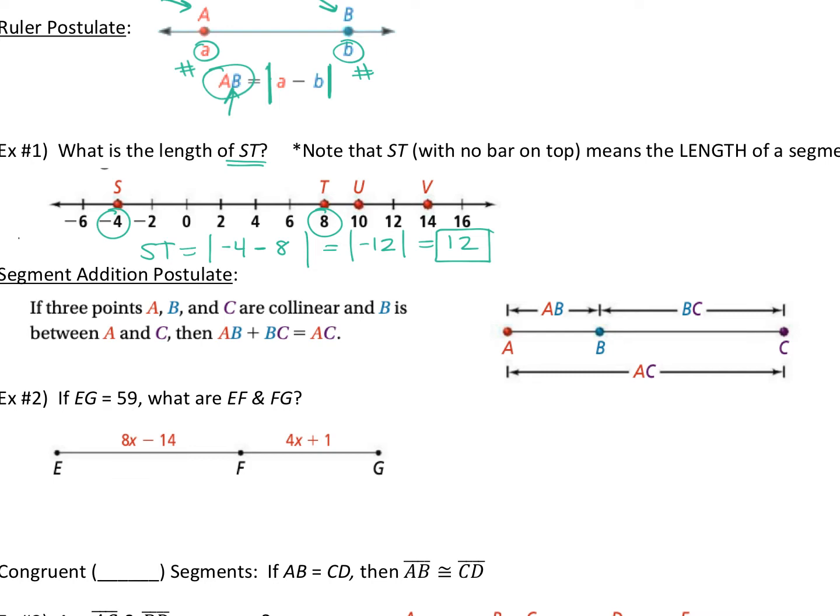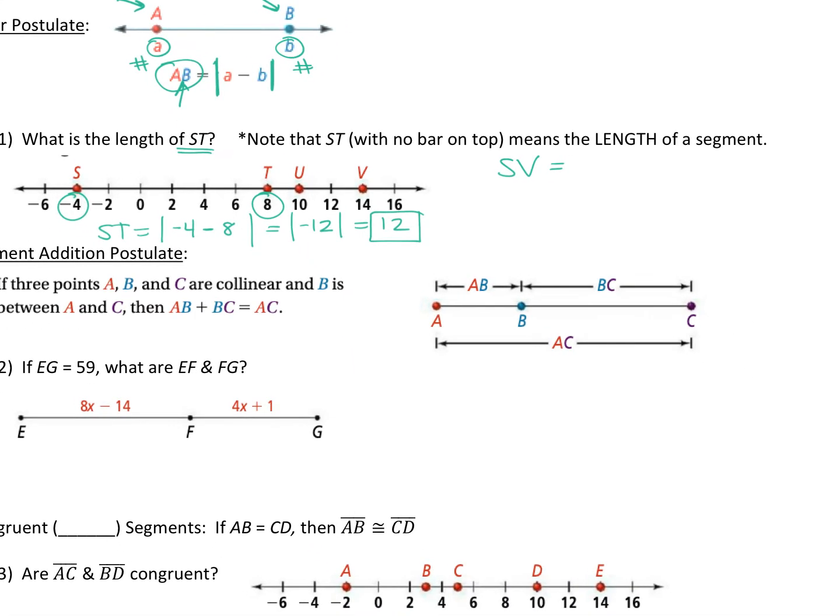Tell your neighbor the length of SV. How long is SV? Use that ruler postulate and find that length. What'd you get? 18. Ooh, 18.